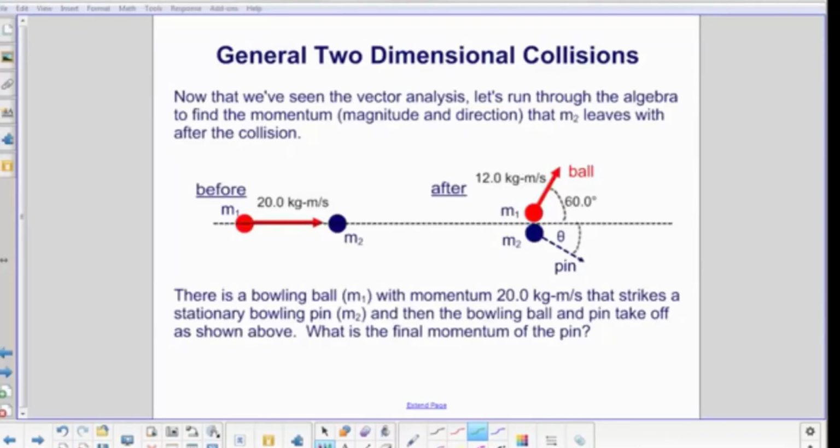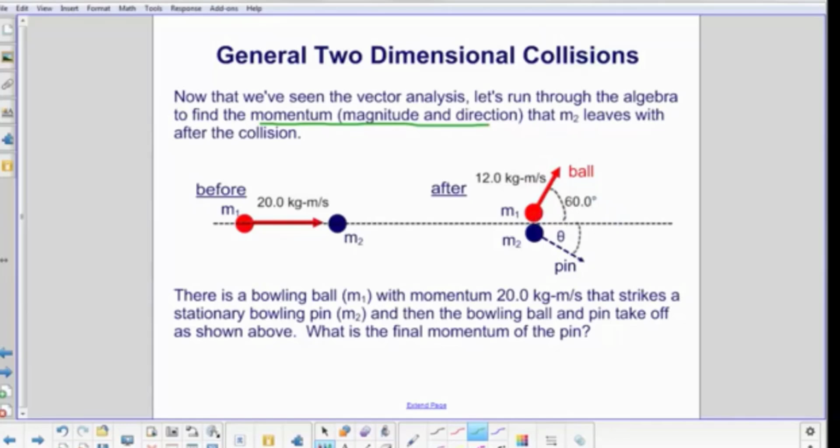Let's switch from vector analysis to some algebra to find the momentum, which is the magnitude and direction that m2, which is the bowling pin, leaves with after the collision. So here's the problem statement. You have a momentum here of m1, and then you have the momentum of m1 after the collision, and the angle it takes off with respect to the x-axis.